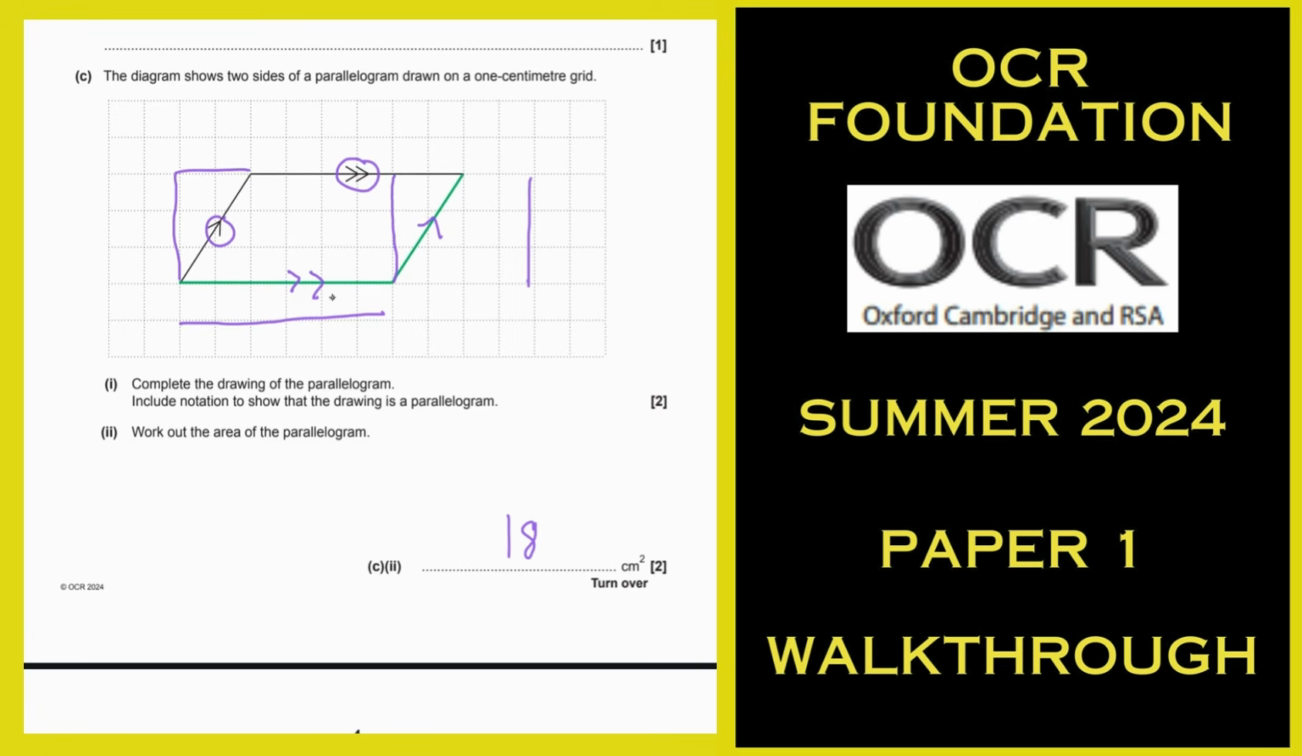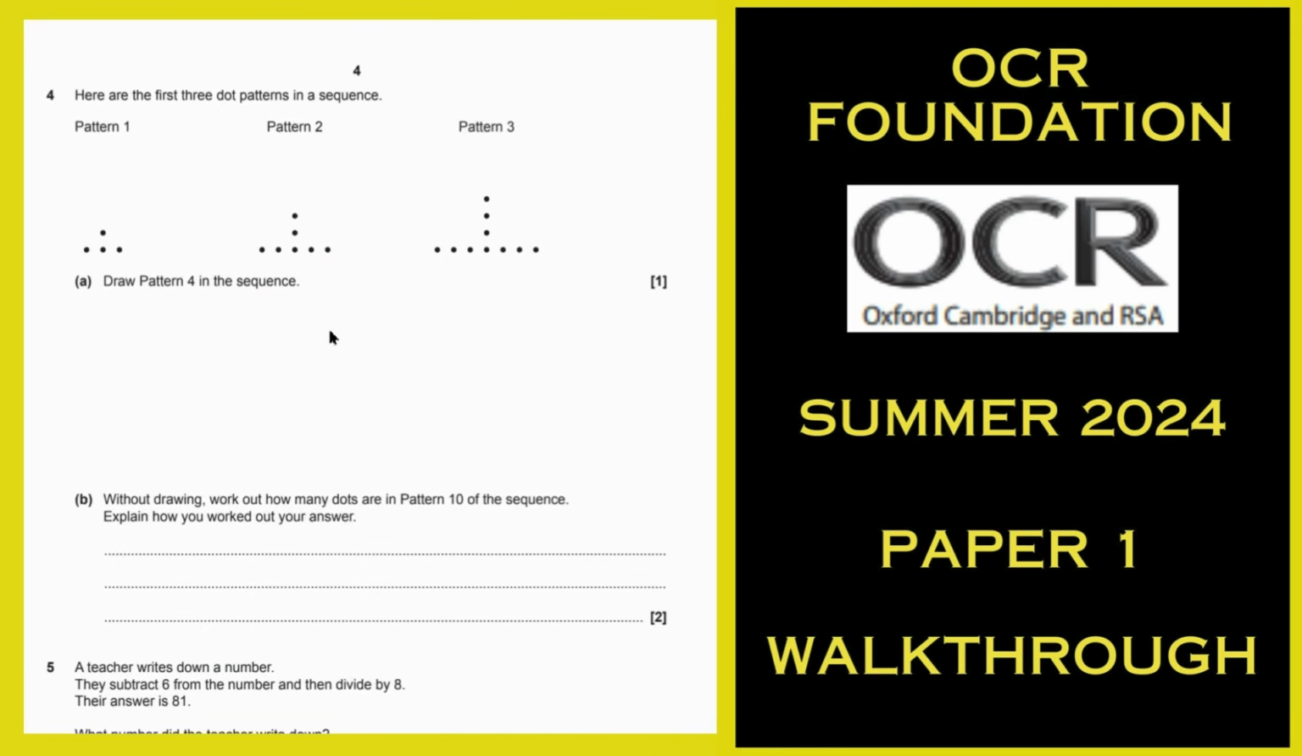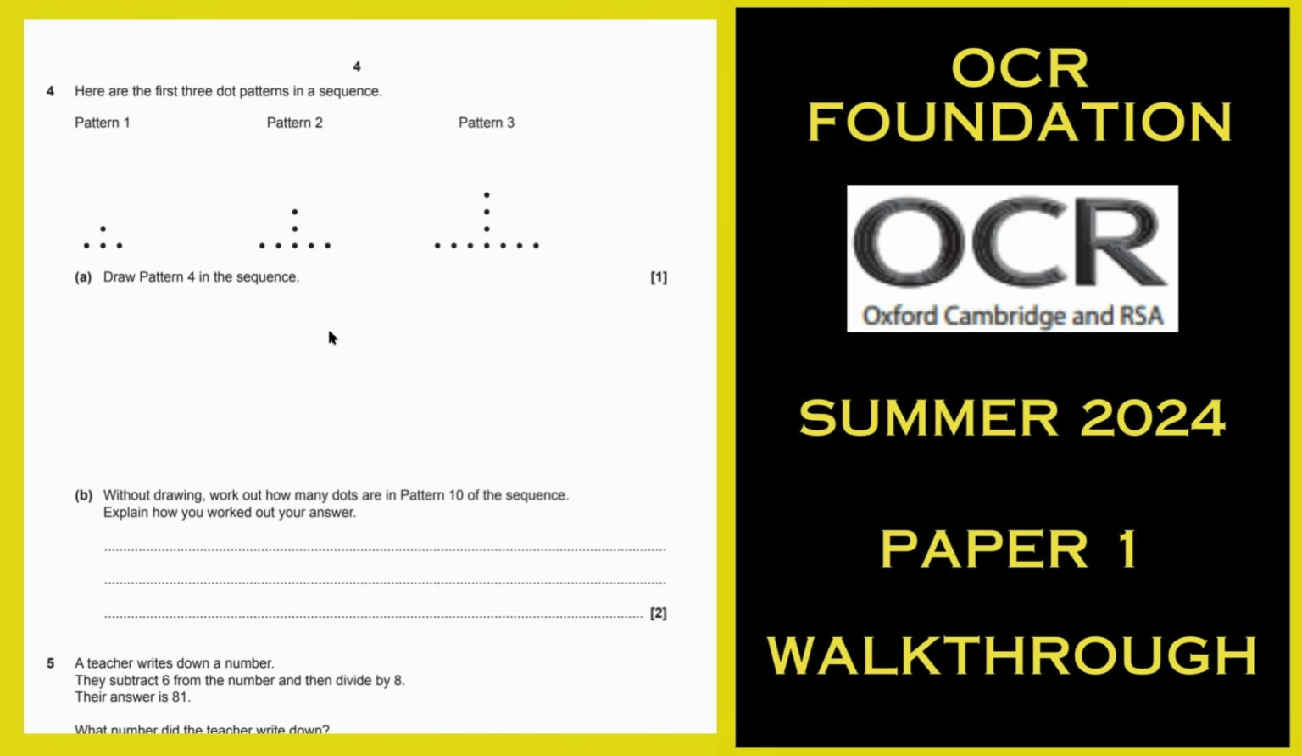But obviously, on the parallelogram, you can get caught out by using the diagonal. Don't. No slopes. Same with triangles. Never use a slope to find an area. Draw pattern 4 in the sequence. Easy to think it's too easy, really.